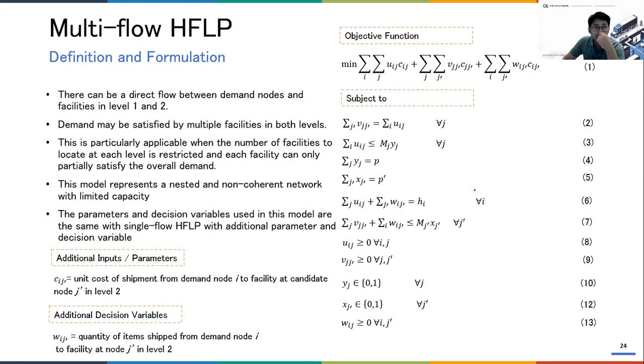And then multi-flow is similar to the single flow. It's just that you can have direct flow from demand I directly to facility at level J accent, so you bypass J. You don't need to go to J. That's the only difference.